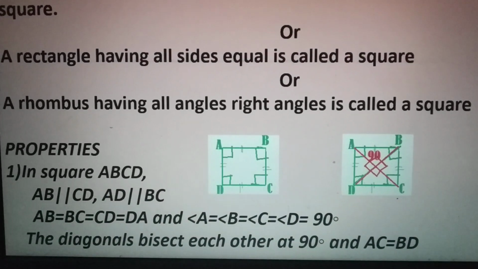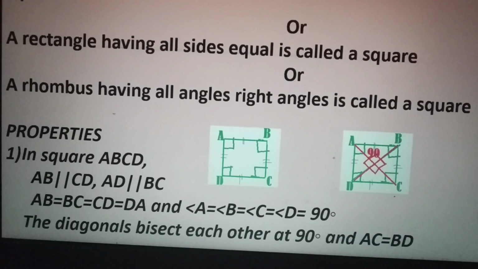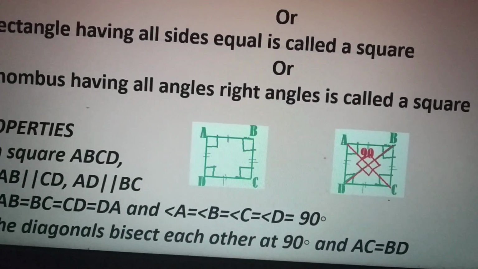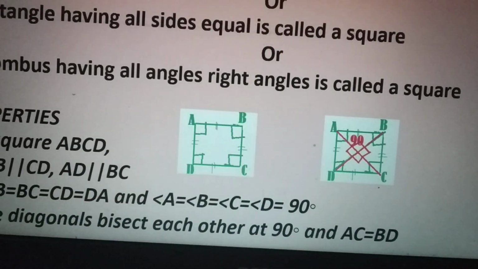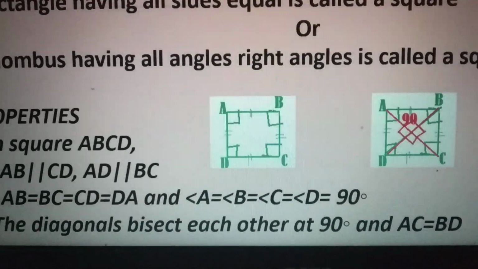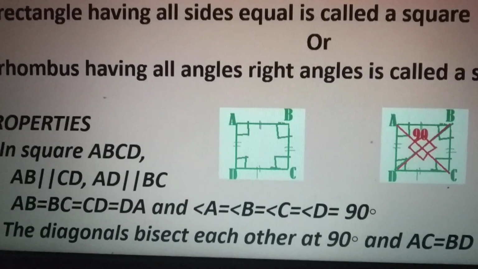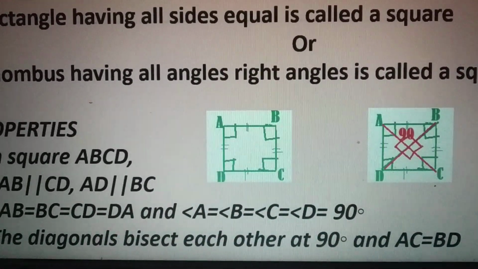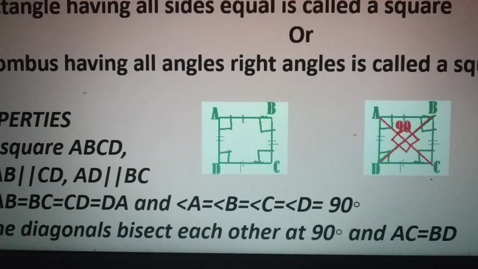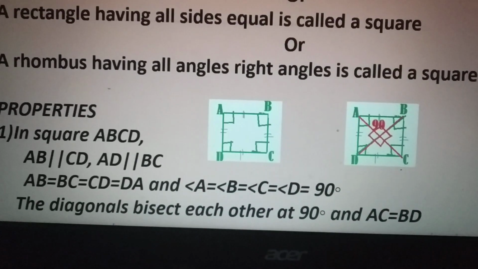Now if you are going to consider the properties of a square, in square all sides are equal and all angles are equal. The difference between square and rhombus is only this property. Rhombus is a parallelogram, square is also a parallelogram. In rhombus, each angle is not 90 degree, whereas if you see the square, each angle is 90 degree. That is, A is equal to B is equal to C is equal to D is equal to 90 degree. Other properties are the same in both rhombus and square.